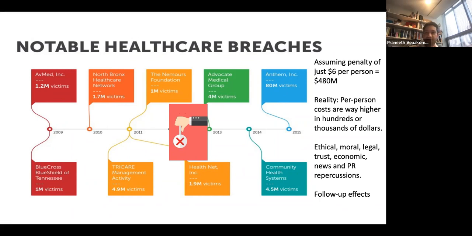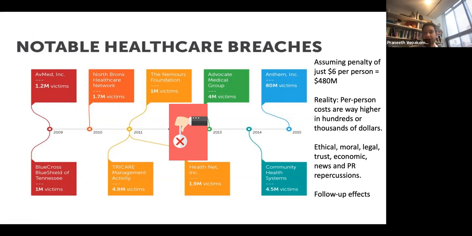And even if you code whatever, the $6 is not somebody's number, it's just my magic number. Even if you put a small amount, like $6 per person, in terms of the penalty involved per person in the breach, you multiply this with anything, you're going to see hundreds of millions of dollars. So this is a big issue.